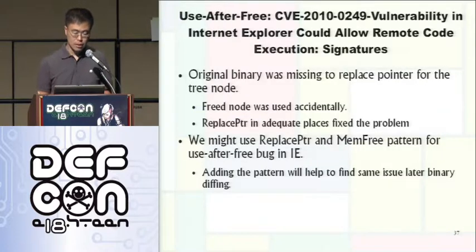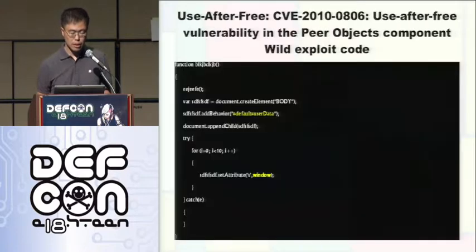So looks like, as I told, maybe you can use replace PTR or memfree or other patterns for a use after free bug. So let's talk about another use after free bug. Actually, the number is CVE-2010-0806, and this vulnerability was used for attacking Google. It was like 6 or 7 months ago.